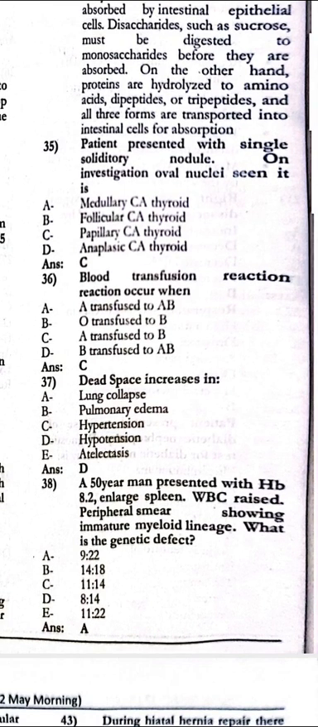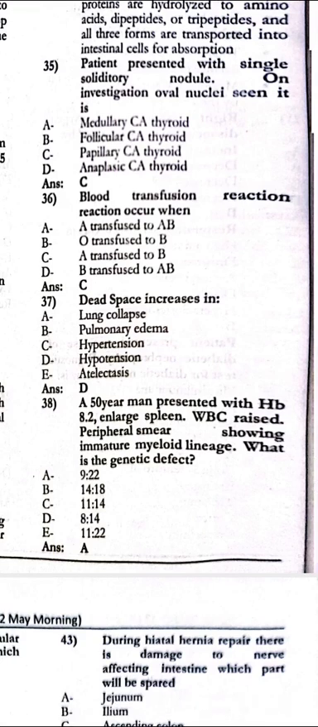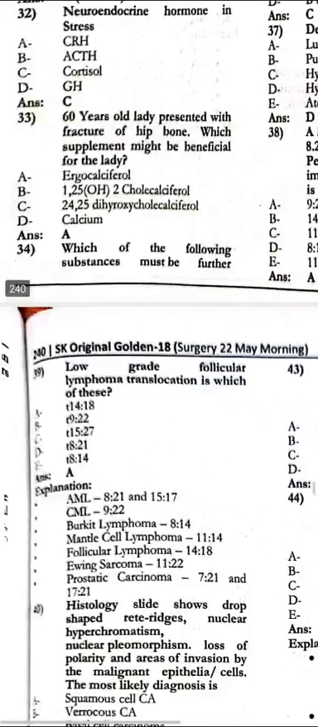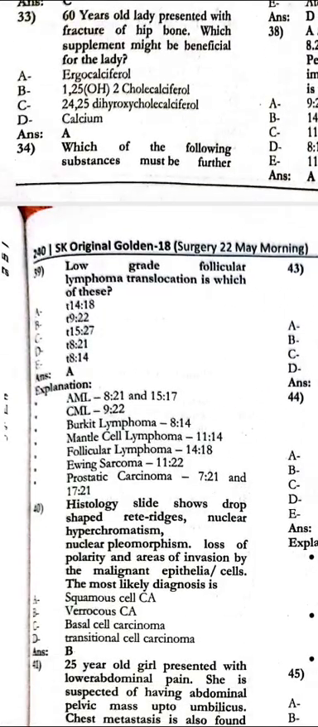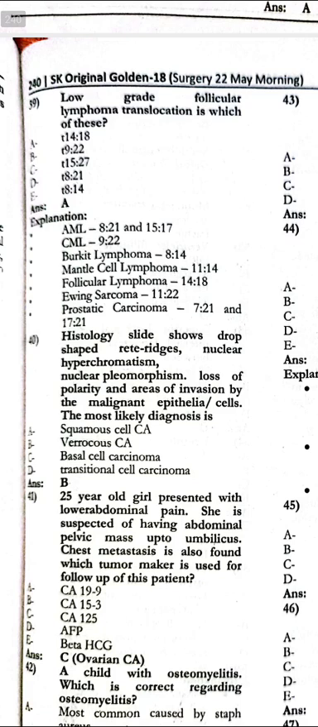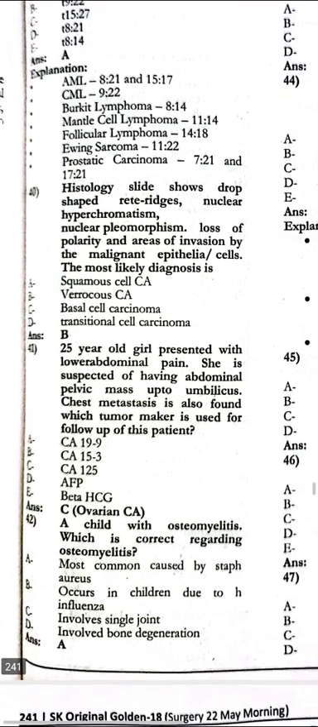A blood transfusion reaction occurs when A is transferred to B. Next, the dead space increases in hypertension. A 50-year-old man presented with HB 8.2, enlarged spleen, and raised TLC, and the PBF shows immature myeloid lineage. Which is the genetic defect? That is 9:22. Next, the low-grade follicular lymphoma translocation is 14:18. The histology slide shows drop-shaped rete ridges, nuclear hyperchromatism, nuclear polymorphism, loss of polarity, and invasion by malignant epithelial cells. The most likely diagnosis is squamous cell carcinoma.